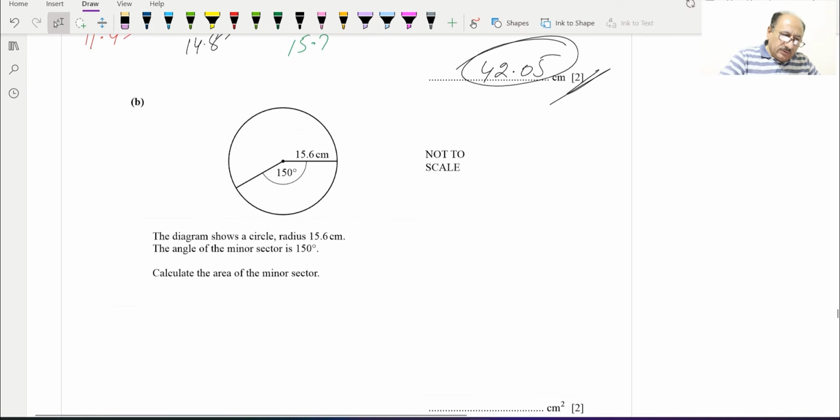B part: a diagram is provided which is not to scale. The diagram shows a circle, radius 15.6. The angle of the minor sector is 150.